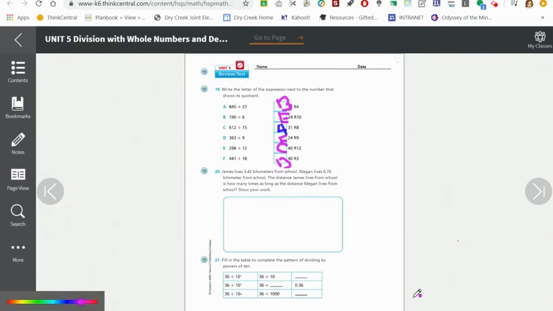Okay, number 30. James lives 3.42 kilometers from school. Megan lives 7/600 kilometers from school. This distance James lives from school is how many times as long as the distance Megan lives from school? Show your work. So again, this one is division because they're asking me how many times of someone else. So I know that I need to divide, so I'm going to do that.